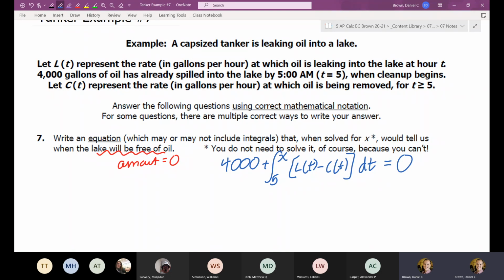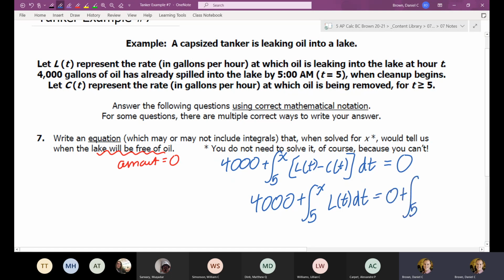Another equivalent answer, and that's probably how I would have written it, that's just how my brain thinks about it. Other students might have said there would be 0 gallons in the lake if the amount that leaks into the lake is equal to the amount that has been cleaned from the lake. That would also receive full credit. If you clean up all that's been leaked out, then clearly there's going to be 0 gallons left in the lake.